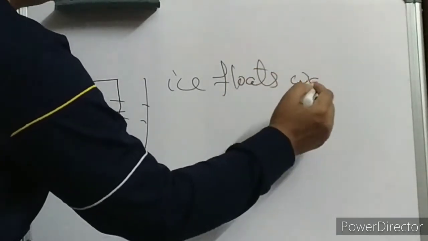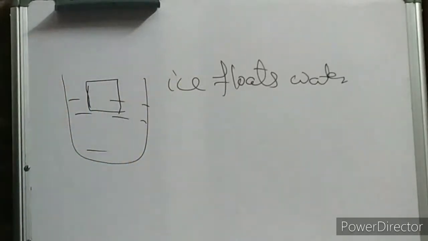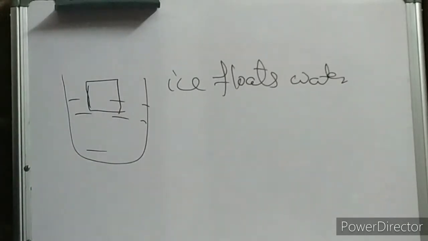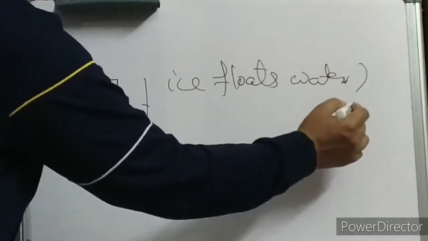Ice is a solid. How come? We have just now discussed that the density of solid is greater than the density of liquid, and in the last lecture we saw that if the density is greater, it has to sink. Then how come ice floats in water?